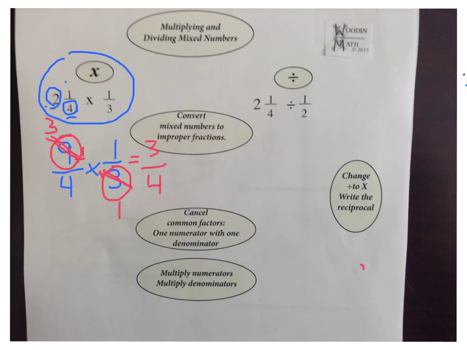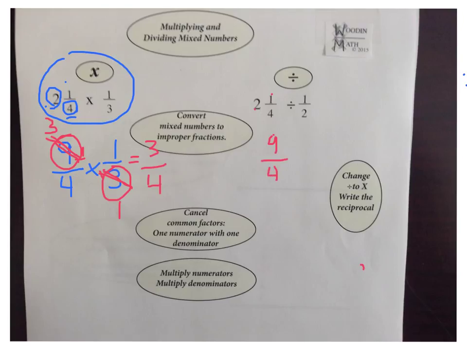Dividing mixed numbers and fractions, while similar, is a little trickier, but we can get through it. 2 1/4 divided by 1/2. Again, start by converting the mixed number to an improper fraction. So 4 times 2 is 8, and 1 more, 9/4.